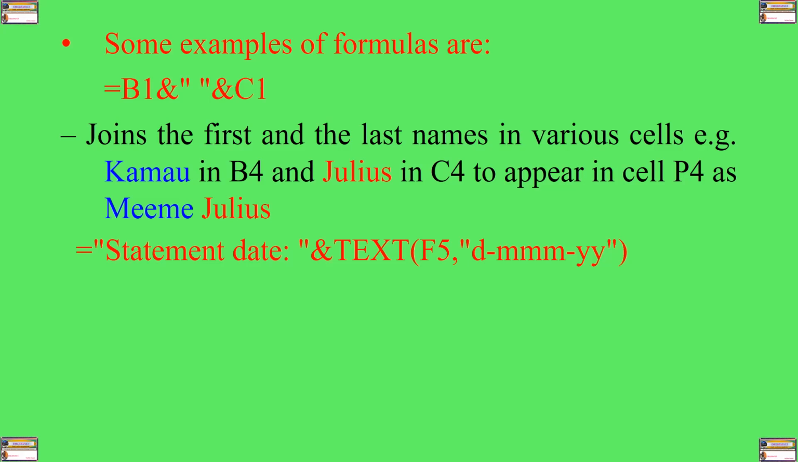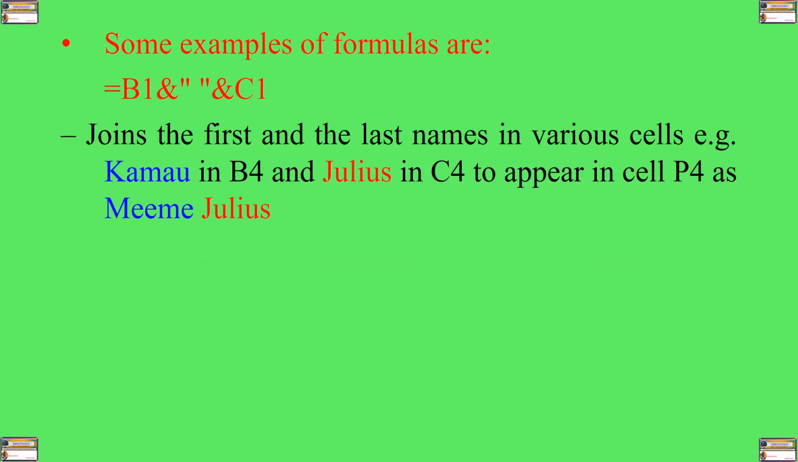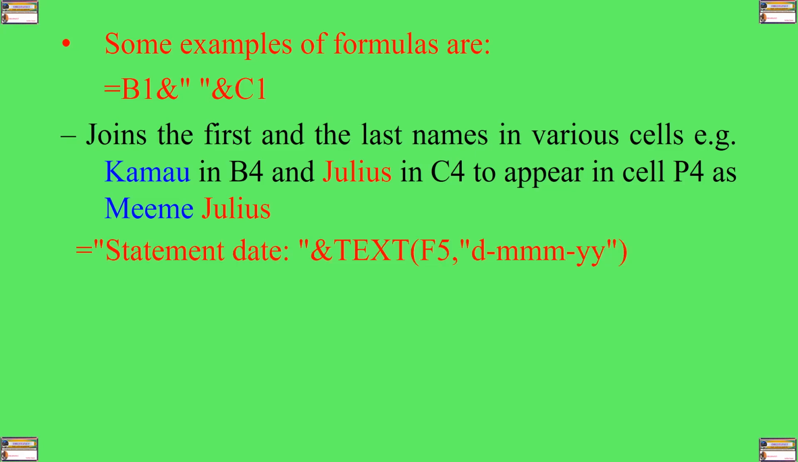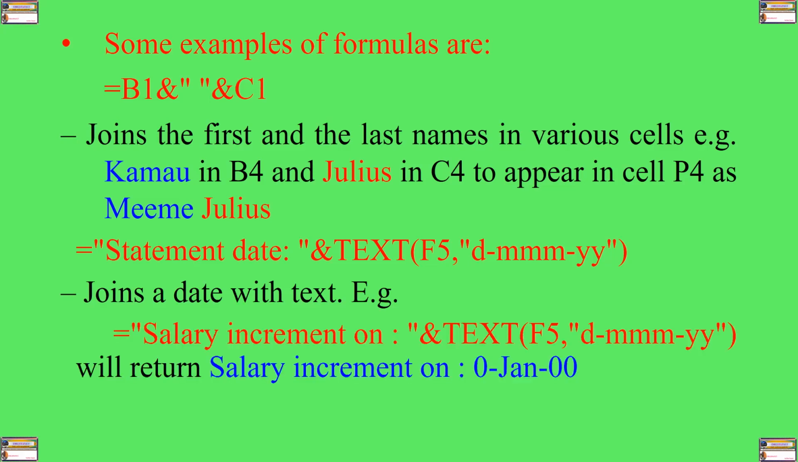If you have a statement like this one here, this is also another formula. What does it do? It joins a date with text. For example, equals to "Salary increment on ", then the joining operator, TEXT, bracket F5, comma, then the month format. So such a formula will return Salary increment on January 2000.